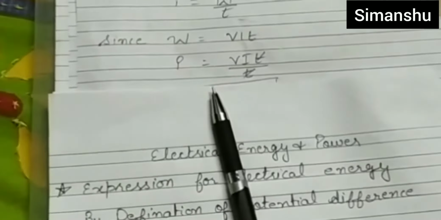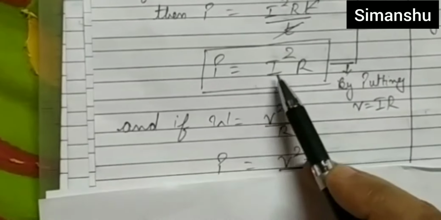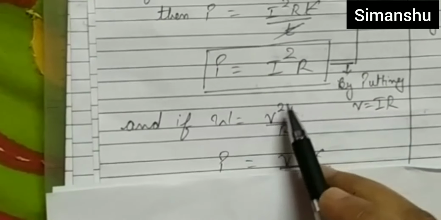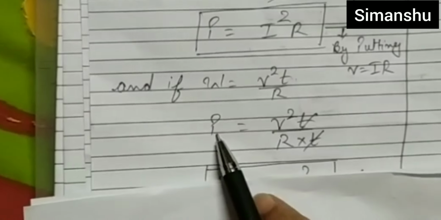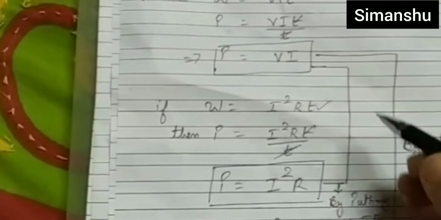Now from the various expressions that we found for electrical energy: if electrical energy is I square RT, then power, dividing this energy by time, becomes I square R. And if we take V square T upon R as we derived earlier for electrical energy and divide it by T, T cancels out and we get V square upon R. So one way is as we derived here, writing the different values of electrical energy and dividing by time.